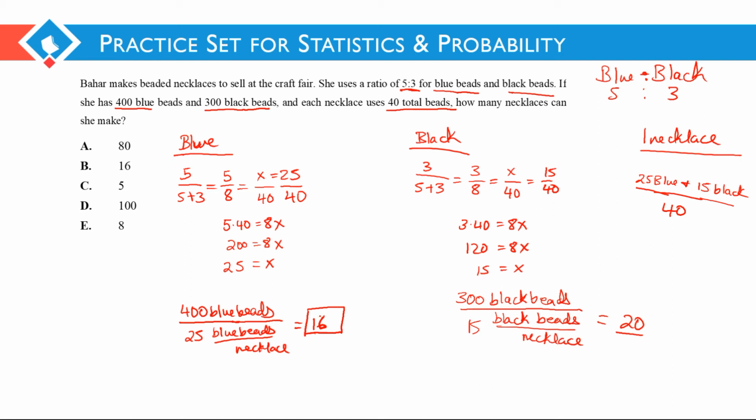So our limiting quantity in this case is going to be the blue beads. So we can only make as many necklaces as the minimum number required to make a full necklace. So in this case, 16 is our limiting quantity. Therefore, blue beads is going to be our limiting quantity. So the answer is 16. We can only make 16 necklaces because when we make 16 necklaces, we're going to completely run out of the blue beads. So our answer is going to be B for Batman.